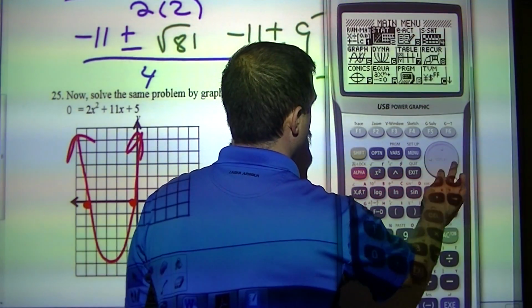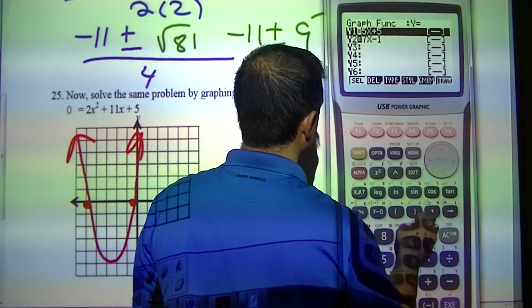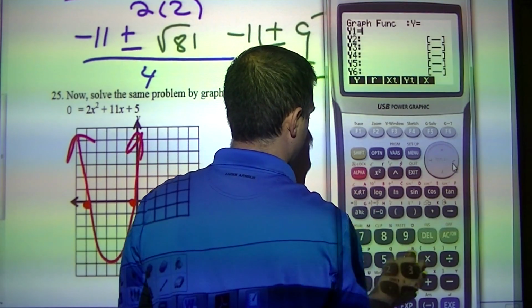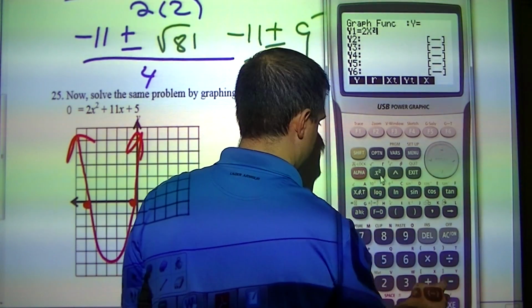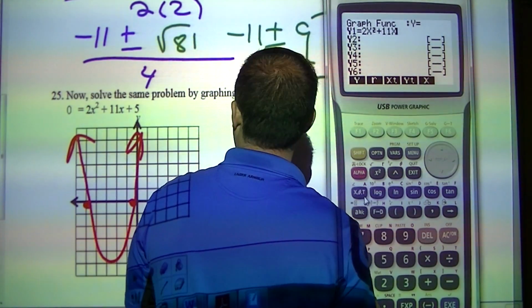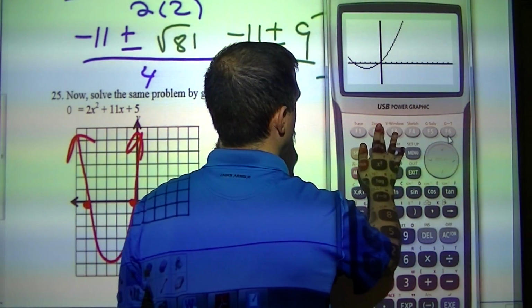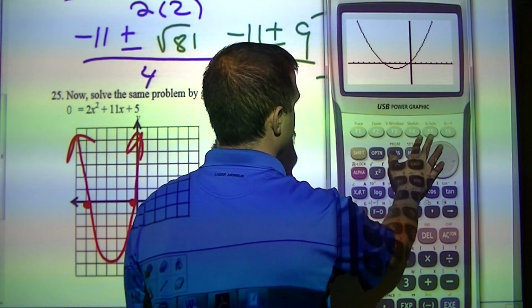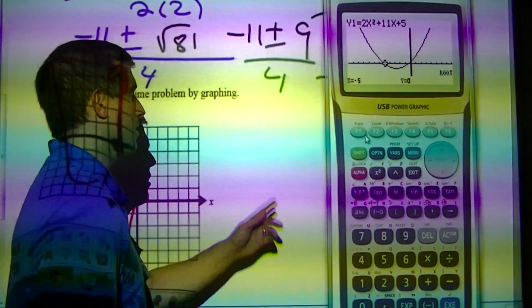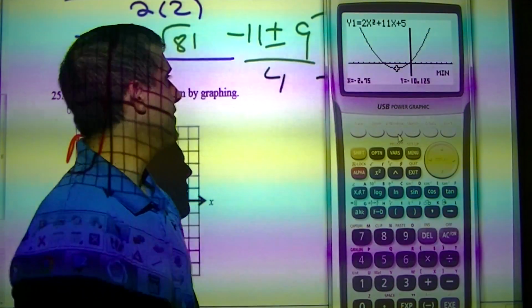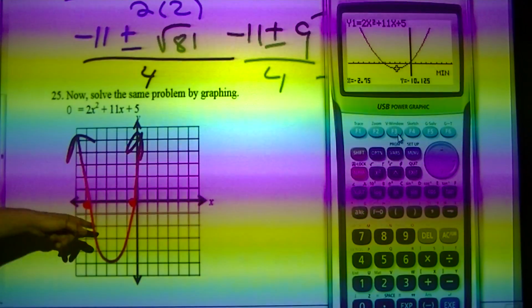If you went to menu, graph. Okay, let me delete these. All right, so I got 2x squared plus 11x plus 5. Draw. I'm going to zoom. All right, so if I go over like that, I can do G-solve roots, negative 5, negative 0.5. I can even find the minimum if I want to. Okay, I didn't graph that one to scale.